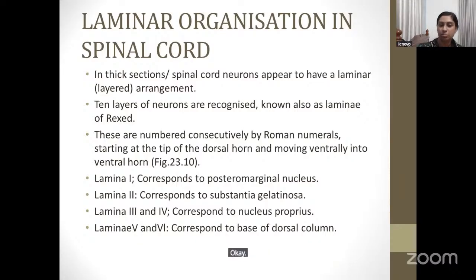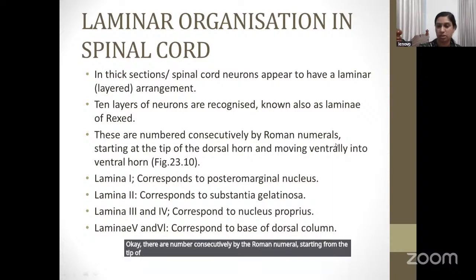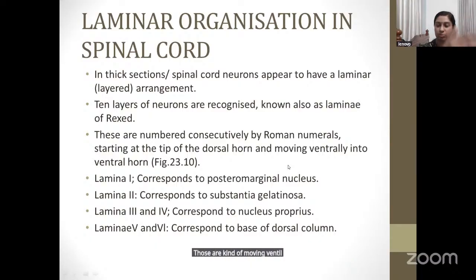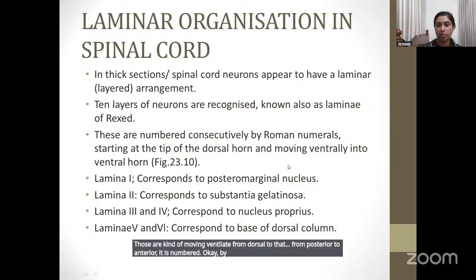They are numbered consecutively by Roman numerals, starting from the tip of the dorsal horn, that is, starting from the dorsal horn and moving ventrally, from posterior to anterior, using Roman numerals.